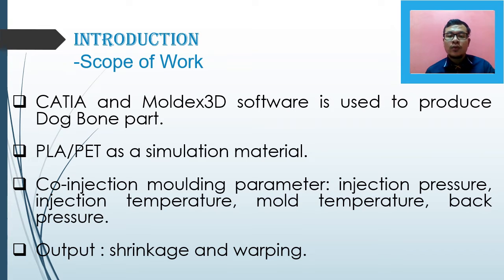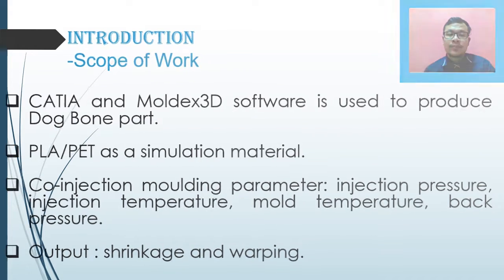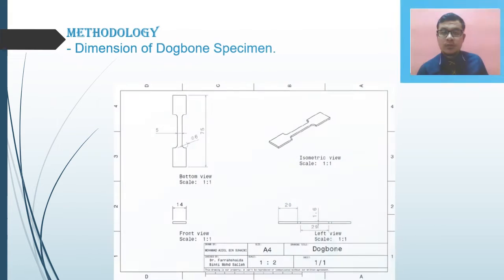For the scope of work, first, CATIA and MOLDEX3D software is used to produce the dog bone part, and second, PLA and PET as simulation materials, and third, co-injection molding parameters, which are injection pressure, injection temperature, mold temperature, back pressure, are used in this simulation. And fourth, output of the study are shrinkage and warping.